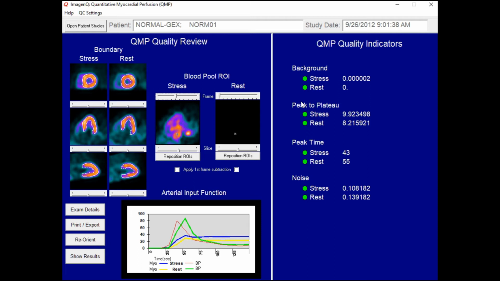The second number that we identify is the peak to plateau. That is the ratio of the maximum counts within the blood pool divided by the equilibrium out here at 150 seconds. We would expect these to be greater than 6, but they need to be greater than at least 4.